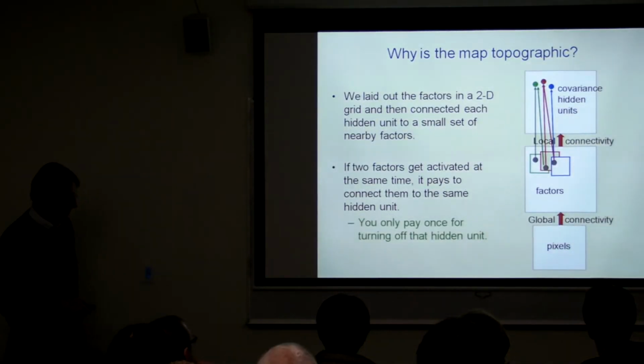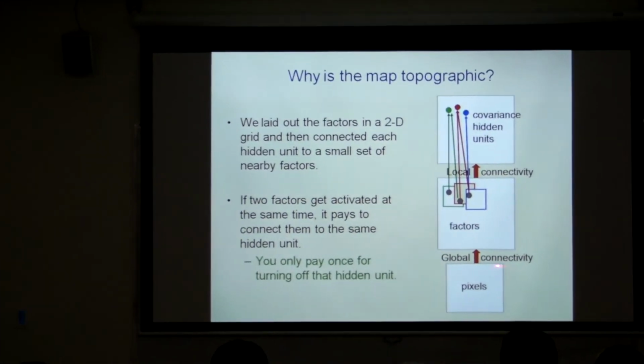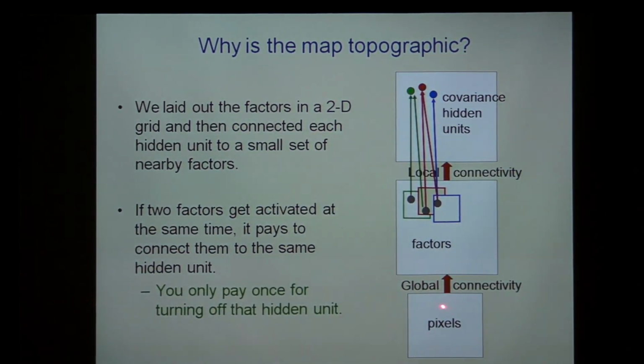The reason it's a topographic map is this is a trick due to Aapo Hyvarinen. You take global connectivity there, so to learn local factors, and then you have local connectivity between the factors and the hidden units. And it's basically paying a penalty when it says that smoothness is broken down. And that penalty, you only pay once by turning off a hidden unit that's representing smoothness. And so if you have two units that go on together here, you'd rather they connect to the same hidden unit, so you only pay the penalty once. That's a very quick explanation. But that causes nice topographic maps.